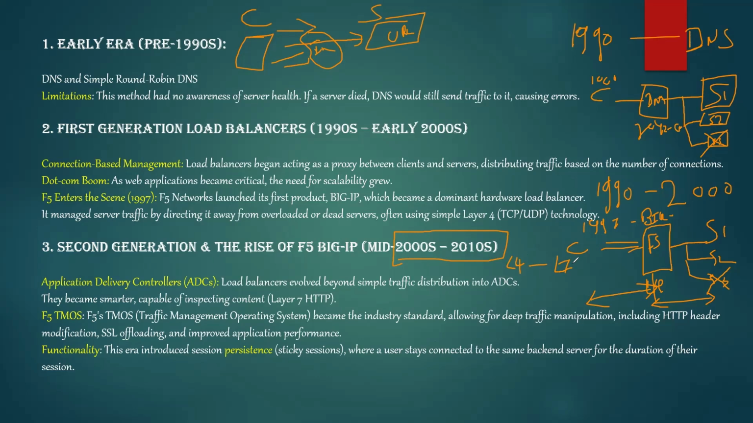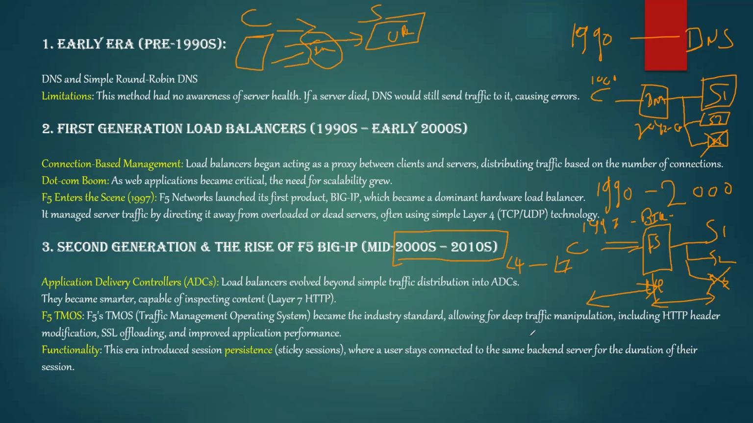Also, during the same era, F5 introduced the TMOS architecture. TMOS is nothing but a Traffic Management Operating System. F5 introduced the TMOS architecture for the first time, which is based on traffic manipulation, including HTTP header modification, SSL offloading, and improved application performance. All of these capabilities were introduced by the TMOS family.